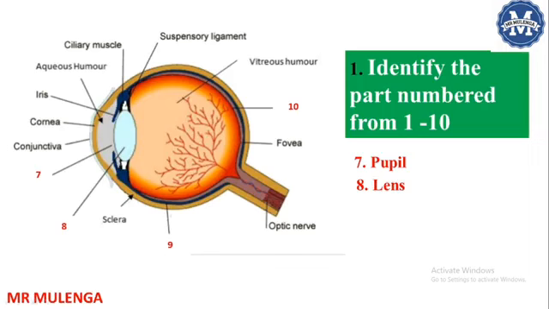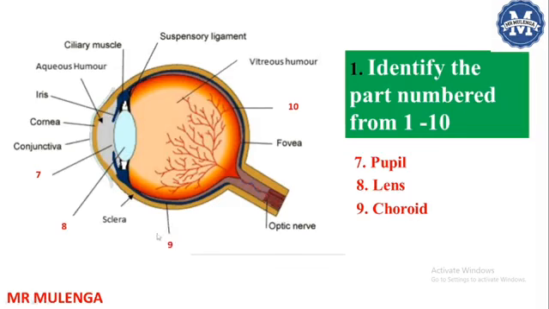What is the name of this part labeled 9? The part labeled 9 is called the choroid. The choroid, you can see, is dark. It is a dark pigmented layer of the eye which is rich with blood vessels. These blood vessels supply the retina with what? Oxygen and nutrients.